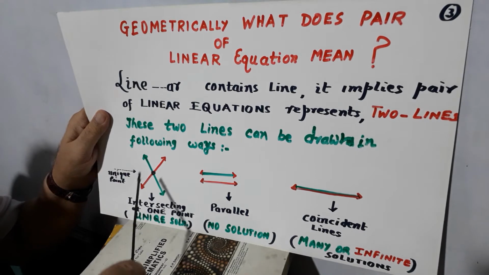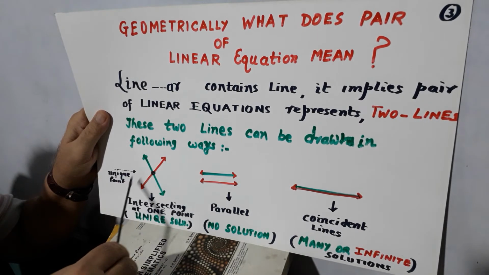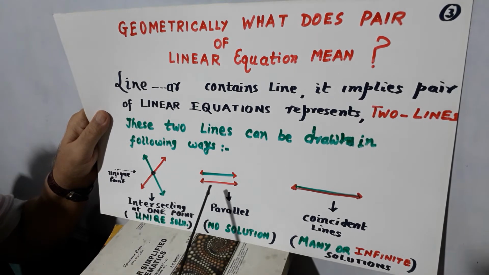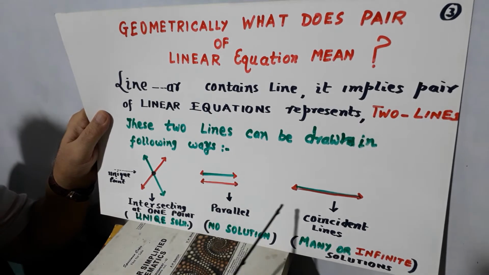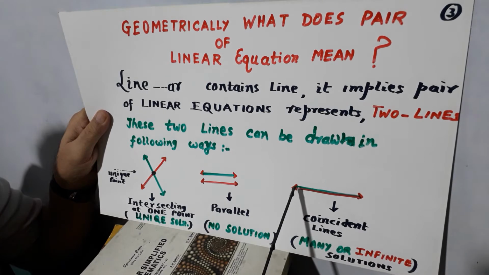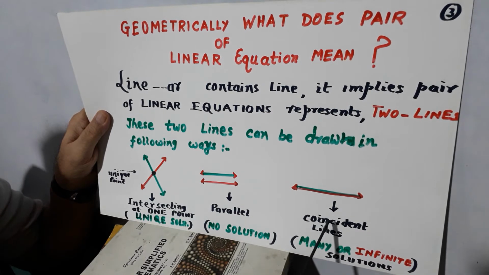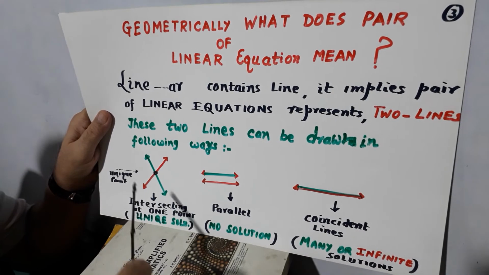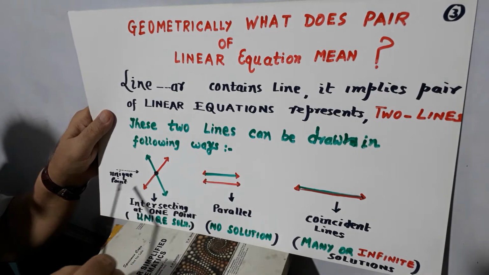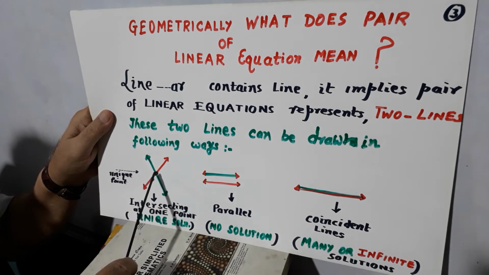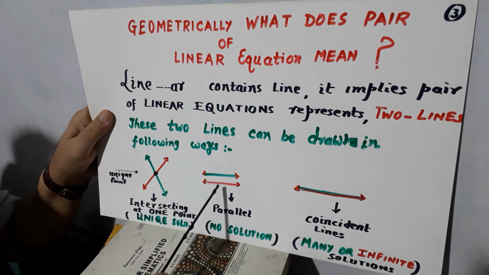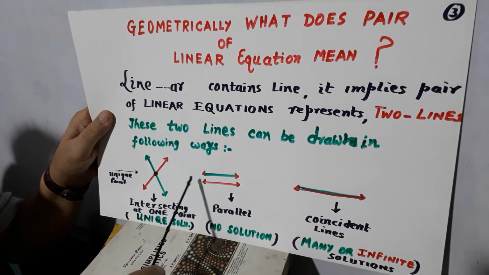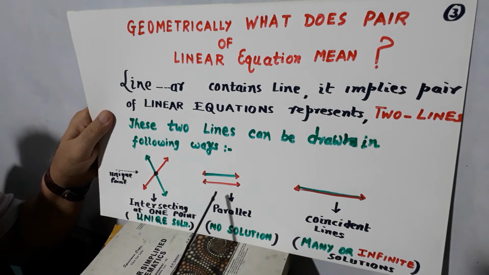Either you will see that these two lines are intersecting, or the second possibility is that they can be parallel. The third possibility is that they can be coincident lines. So when they are intersecting at one point, look here, this is the one point. When they are parallel, there is no solution, no intersection is there.